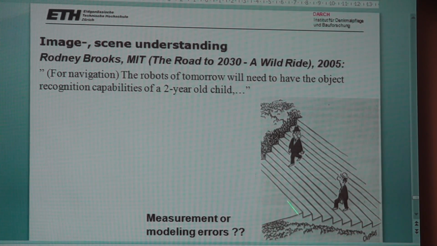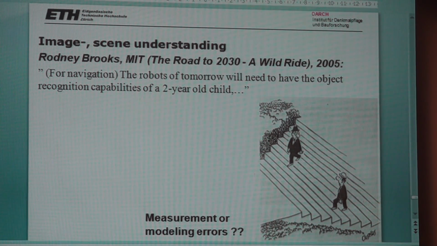Can you understand this one? Can your computer understand it? Probably not. Even for you, it takes some time to understand it, right?